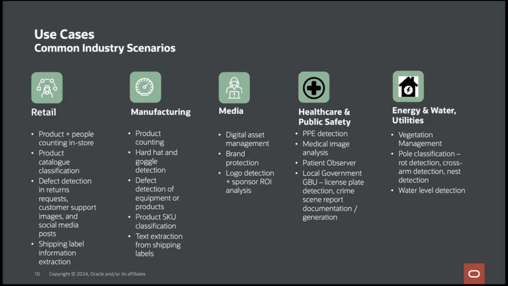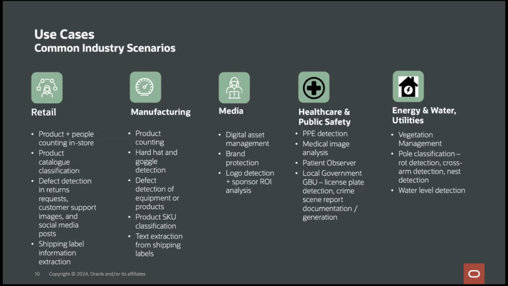The next is in manufacturing. You can count the number of products that you have by just taking an image of the entire product inventory. We can also figure out whether certain people are actually wearing their hard hats and have the right protection and goggles while in those manufacturing environments. We can also detect any defect in equipment or products. We can classify multiple products according to their SKUs. And we can also use text extraction from shipping labels, similar to what we did for retail.